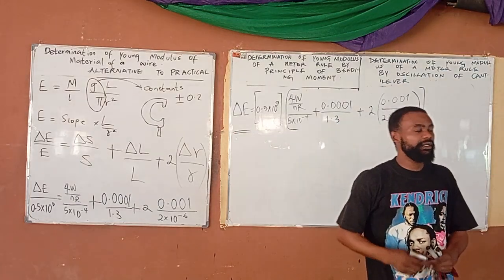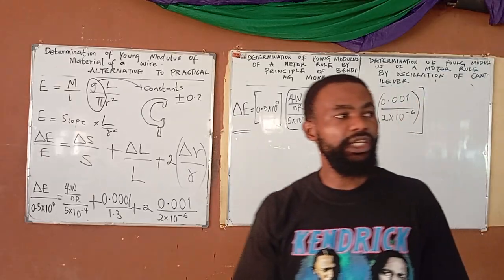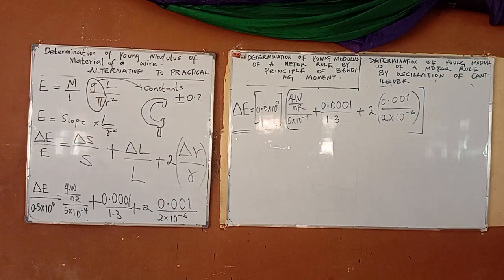Is there any other question there? That's our change in E. So please, let's treat the Young's modulus of a meter rule by oscillation of cantilever. Let's be fast so that we can go. We must do it.